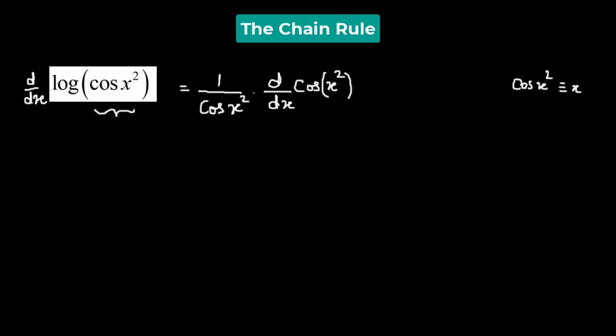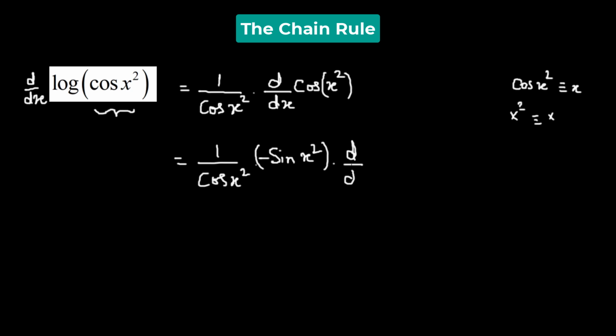Now we are going to make a second assumption here that x squared is equivalent to x. So that means we have to find the derivative of cosine of x. So that should have given us negative sine, which is negative sine x squared, and that will be multiplied to the derivative of our assumption, which is x squared.